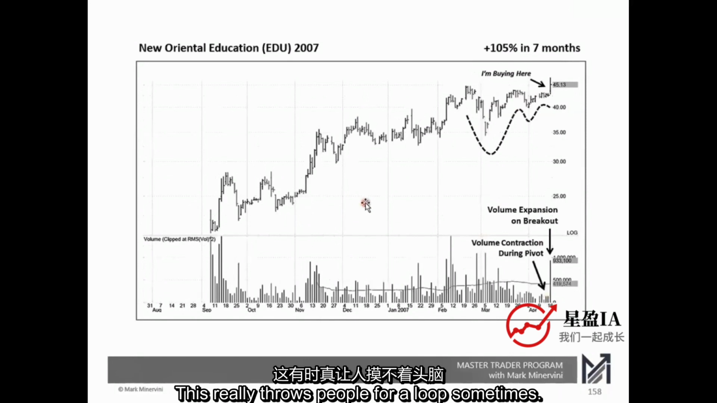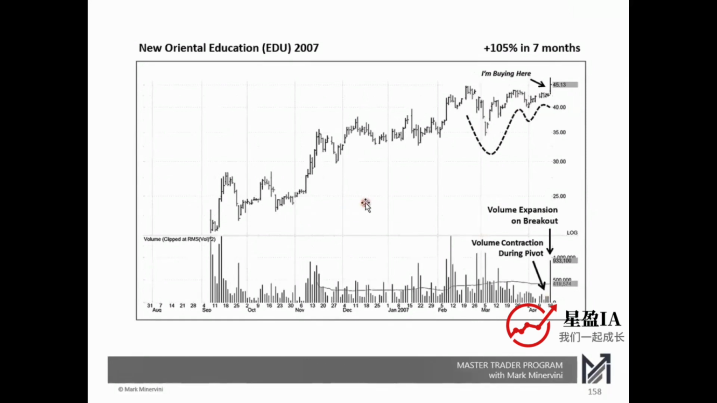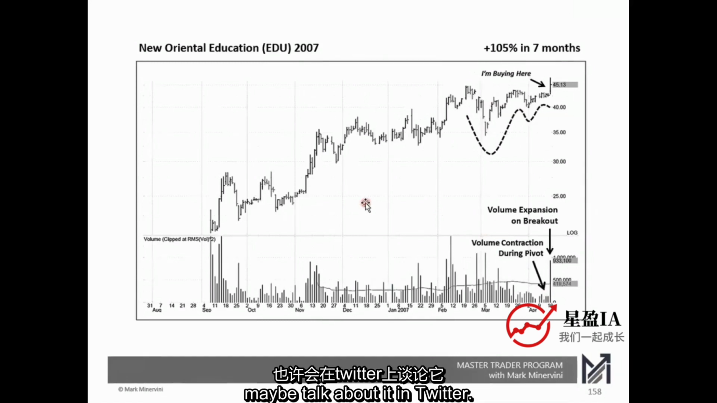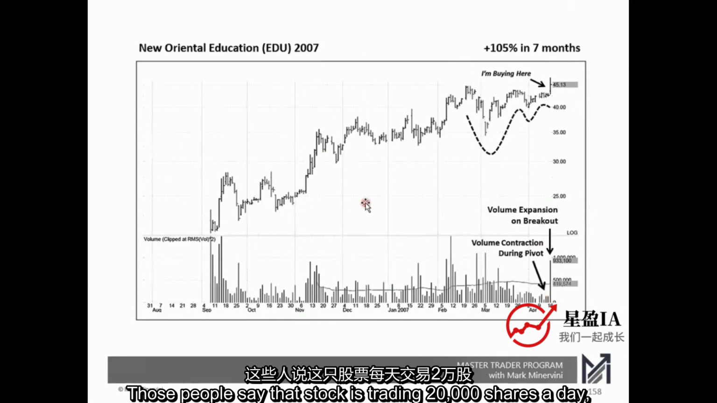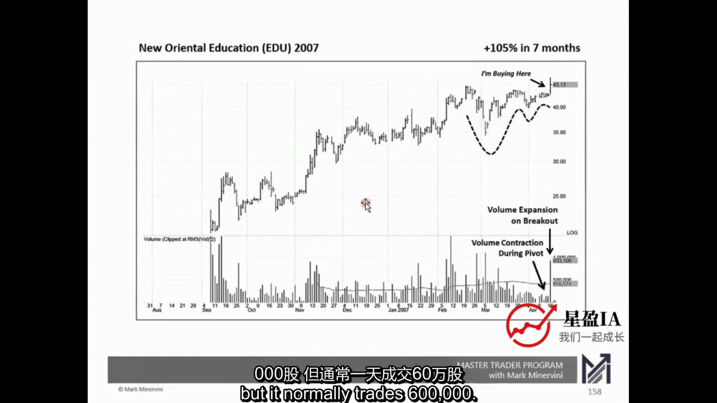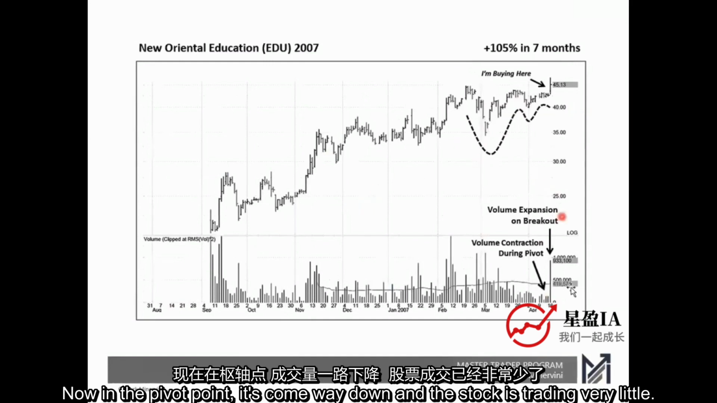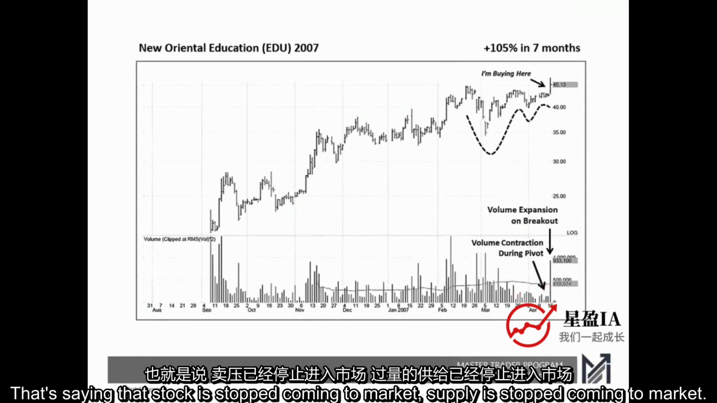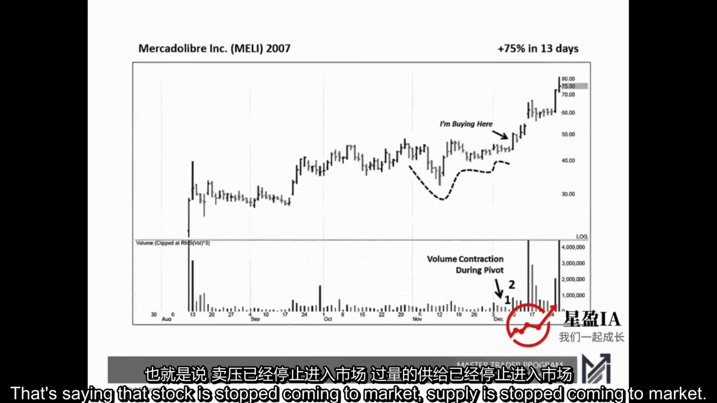And this really throws people for a loop sometimes. I'll put a stock on our service, or I'll be buying a stock, maybe talk about it on Twitter, and those people say, "Oh, that stock is trading 20,000 shares a day." Yes, but it normally trades 600,000, and now in the pivot point, it's come way down, and the stock is trading very little. That's opportunity. That's not something to be afraid of. That's exactly what you want to see. That's saying that the stock has stopped coming to market, supply has stopped coming to market.